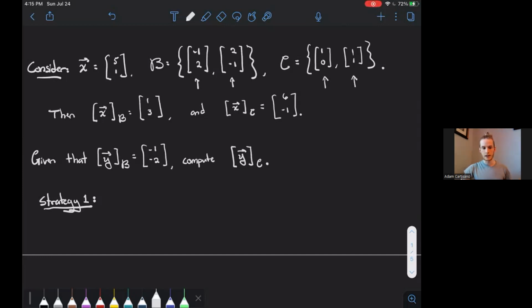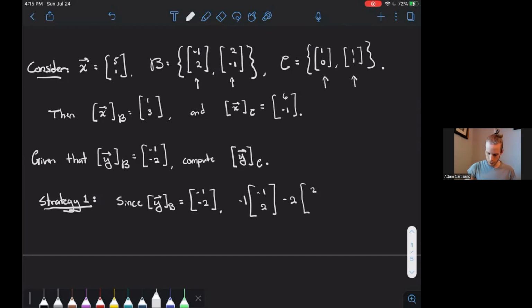Okay, so there are two ways that we can do this. Number one is reminiscent of the problem that we just saw. You can use the coordinate vector of x with respect to b to figure out what the entries in y are. So let's do that real quick. Since the coordinate vector of y with respect to b is -1, -2, we know that -1 times (-1, 2) minus 2 times (2, -1) is equal to y.